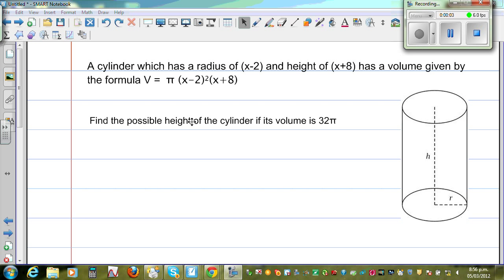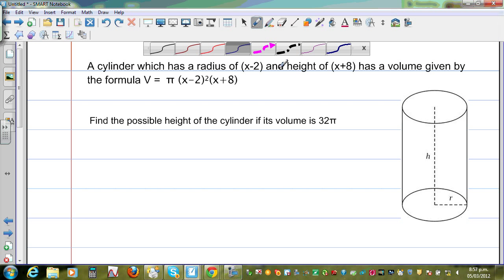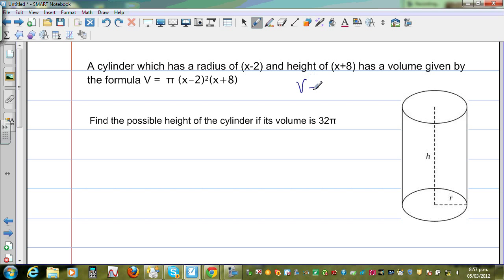A cylinder which has a radius of x minus 2 and a height of x plus 8 has a volume given by the formula V is equal to pi r squared h. The volume of a cylinder is well known as V is equal to pi r squared h. So this is basically the same formula. Pi times r squared times height is the formula of a cylinder.